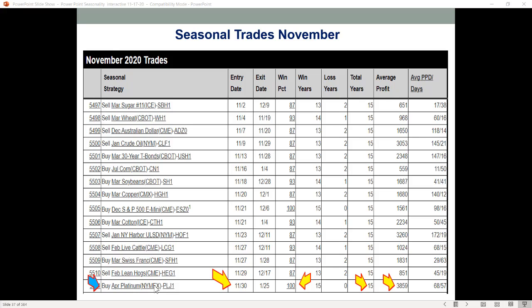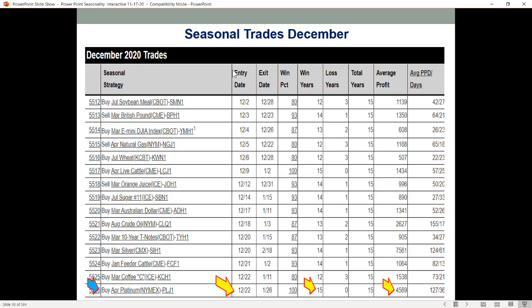Now we could use the ETF, the PPLT, but this has been a winning trade out of the last 15 years, 15 out of 15 years. Seasonally, if you mark the trade in around the end of November and out around the end of January, it's been a winning trade 15 out of 15 years. And the average profit over those 15 trades has been over $3,800.